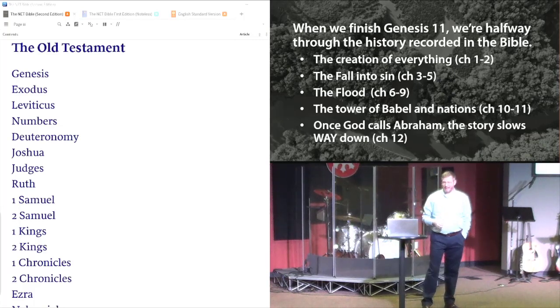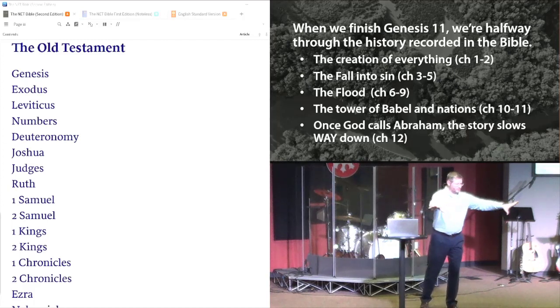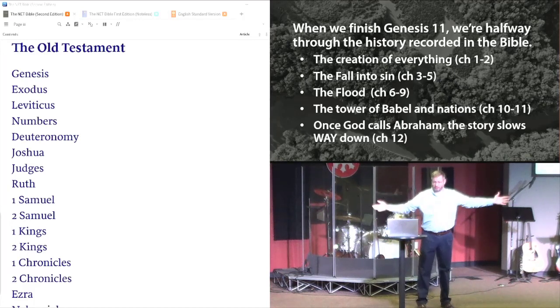And we see that in chapter 10. It's actually 70 nations listed there. Very interesting. And then chapter 11 is the Tower of Babel, where it zooms down and says, this is how they spread. God confused the languages, and this is how they spread. That's the first 11 chapters in about 4 minutes. That's the whole thing.